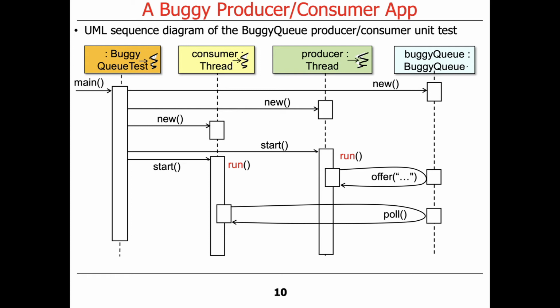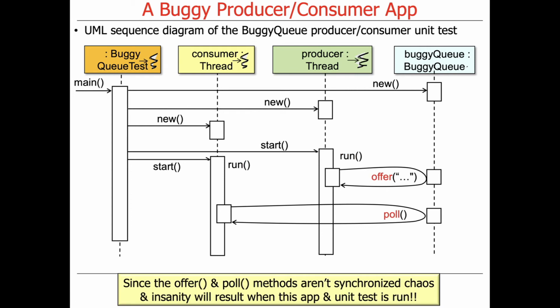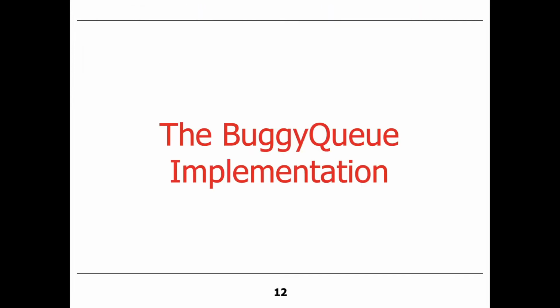The poll method, as you might expect, will check to see if there's an item in the queue. If there is, it'll return it. If there's not, it'll return null. Offer tries to put something in the queue, and it won't block. So poll doesn't block. If the queue is empty, it just returns null. If you call offer and the queue is full, it will also just return, saying, sorry, Charlie, couldn't add anything to the queue. Now, because the offer and poll methods are not synchronized, chaos and insanity will result when this app and unit test are run.